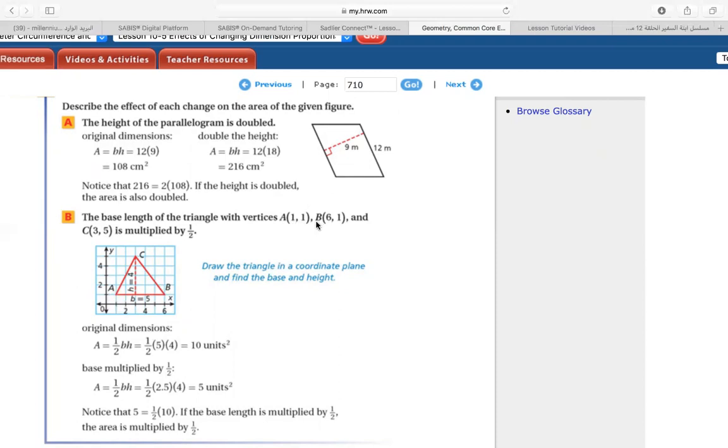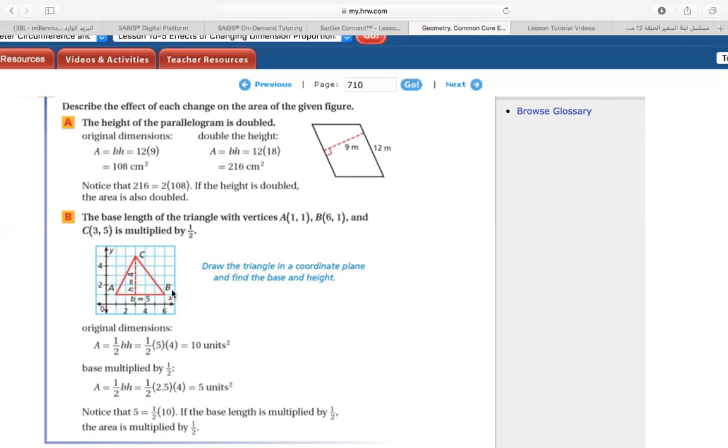My second point, B, is (6, 1). When X is 6, Y is 1. Here is 6 on the x-axis, and here is 1 on the y-axis. When I plot it here, I get my next point, which is B. My third point, C, has X is 3 and Y is 5. So here I find 3 on the x-axis and 5 on the y-axis, and here I got my third point, which is C. Next, I'm going to connect the 3 points together, and here I got my triangle.